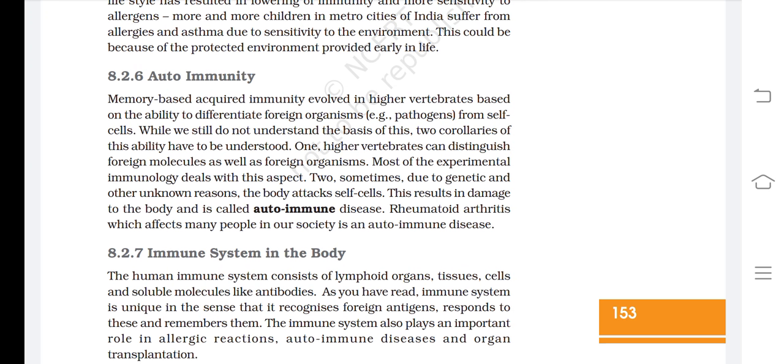2. Sometimes, due to genetic and other unknown reasons, the body attacks self cells. This results in damage to the body and is called autoimmune disease. Rheumatoid arthritis, which affects many people in our society, is an autoimmune disease.